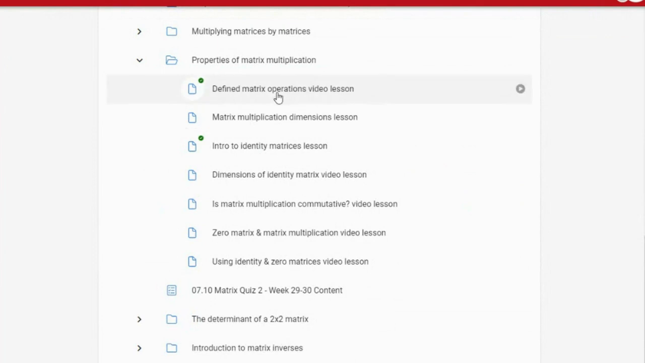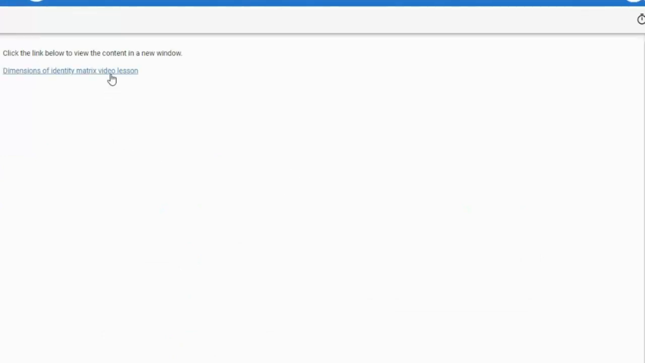Now here's a lesson that went with the video we saw. If you want to go back and do some of those practice problems, they're there. Dimensions of an identity matrix. We'll go ahead and take a look at that real quick. The dimensions of an identity matrix.